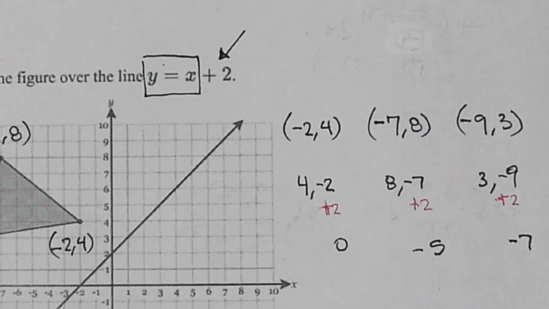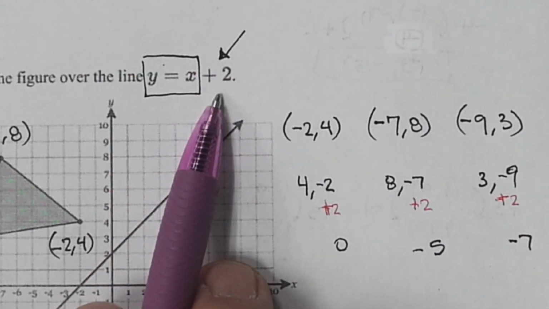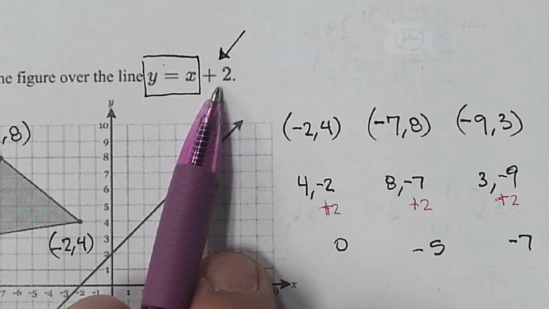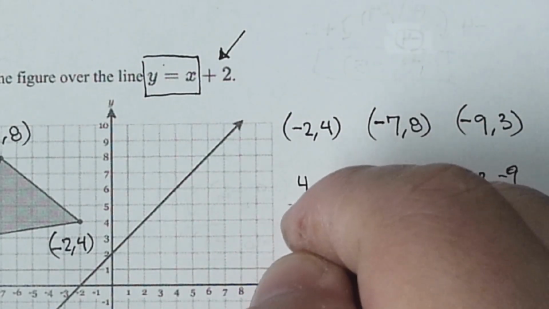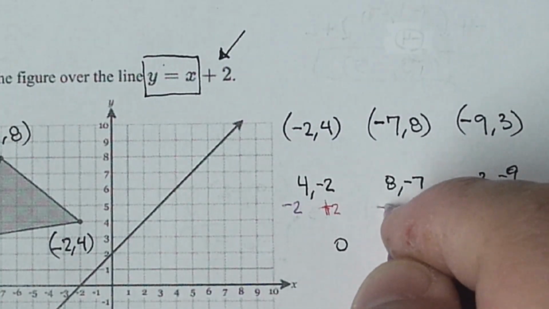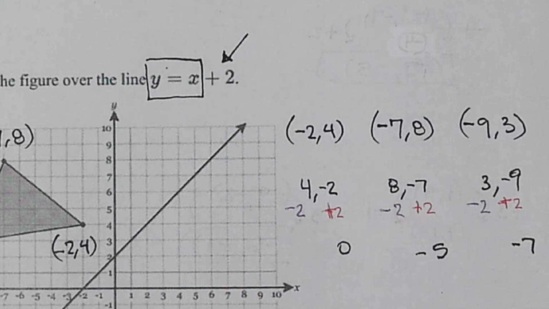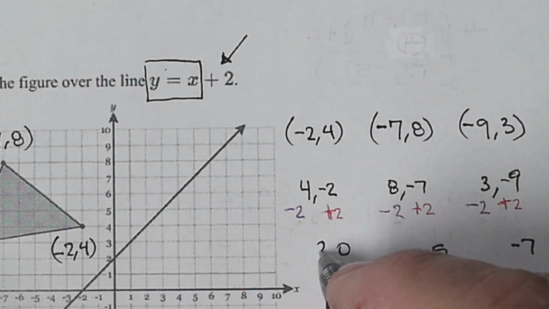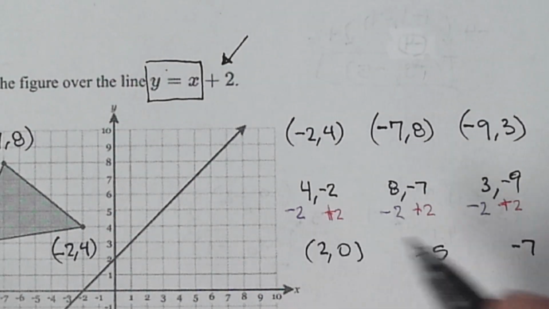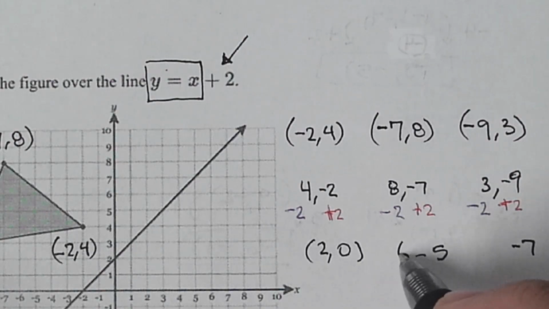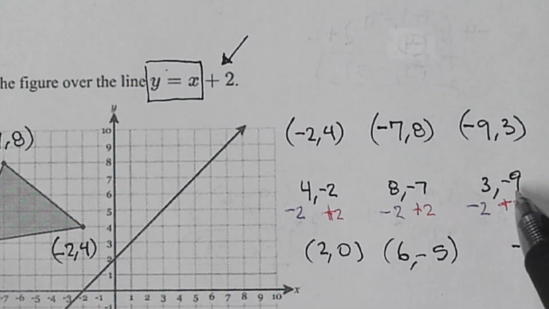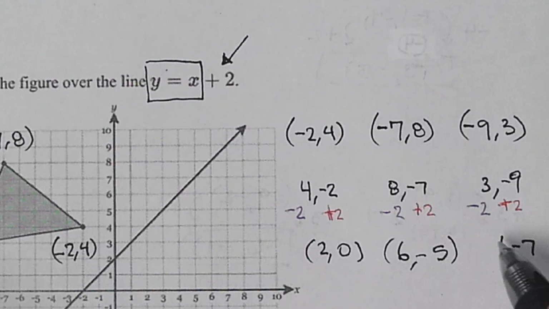Now for the x column, we actually have to do the opposite of plus 2. The opposite of plus 2 is minus 2. So we're going to subtract 2 from all three of these x's. Here we're going to end up with 2 comma 0. 4 minus 2 is 2. 8 minus 2 is 6 comma negative 5. And then 3 minus 2 is 1 comma negative 7.